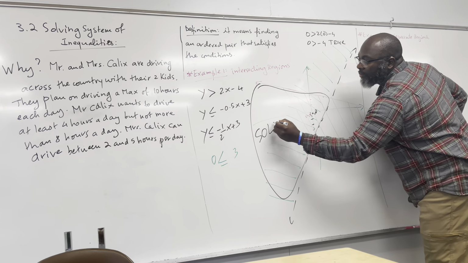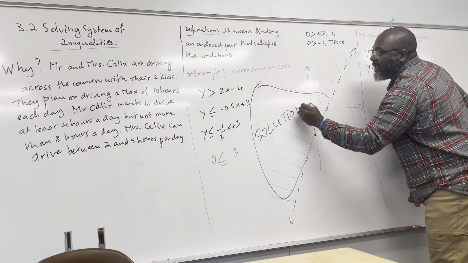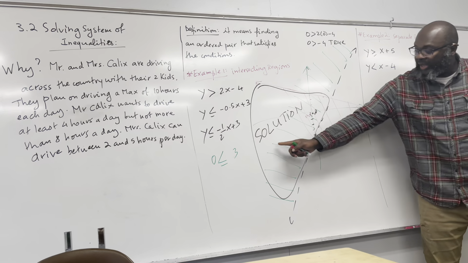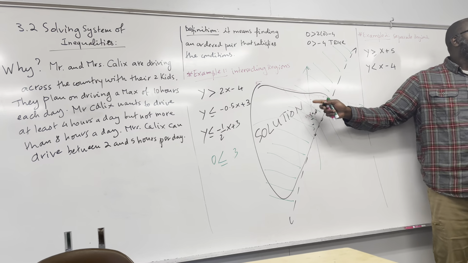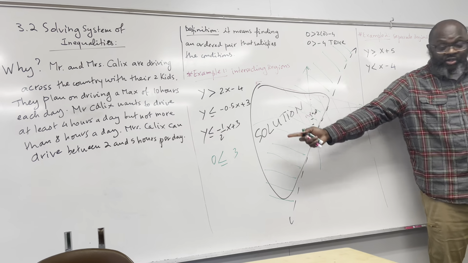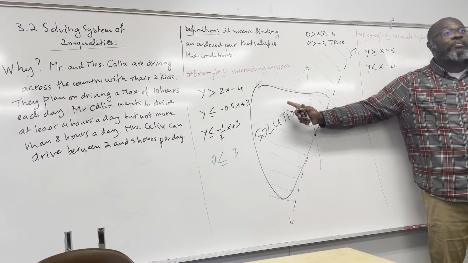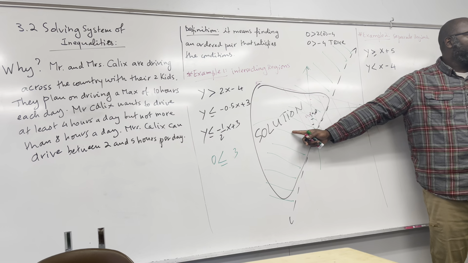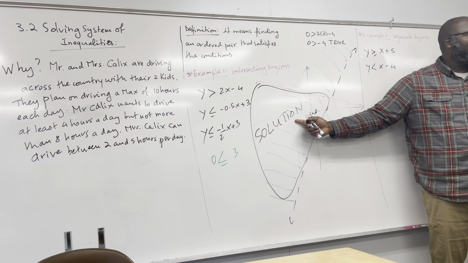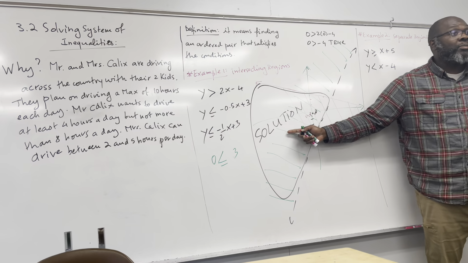Oh, is it where they're shaded? Yeah. Where they both shaded, right? They're both here. I have a green, I have a pink here. So that's my solution. So do you circle it? I circle that, right? I put the big circle and put solution. So that's my solution. This is where I want to be.